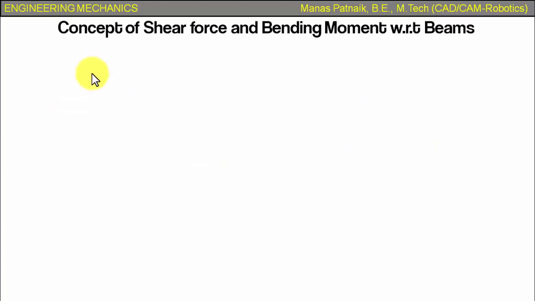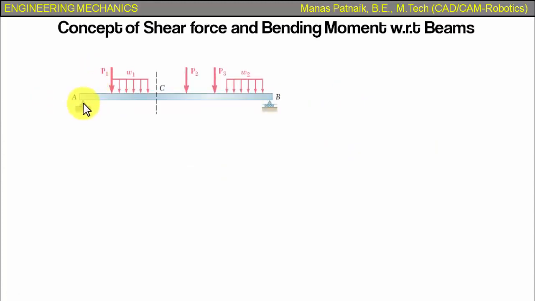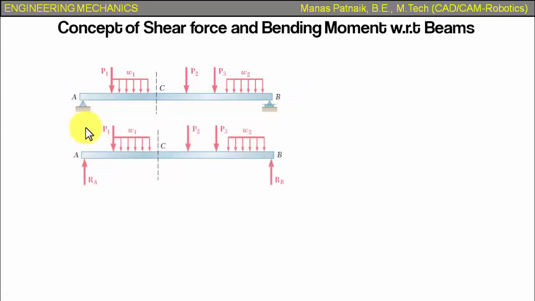So here we go. Let's say we have a beam which is simply supported at A and at B. The first thing that we need to do is free this beam. We need to make a free body of this beam, something of this sort. What I have essentially done is replace these two supports by these two reactions, in the form of RA and RB.